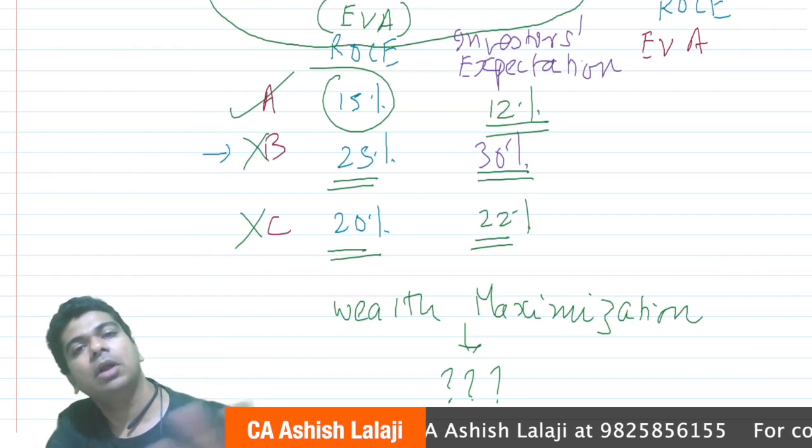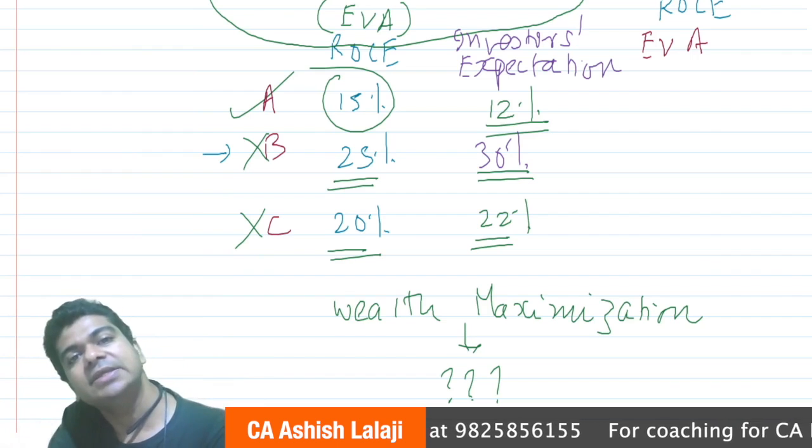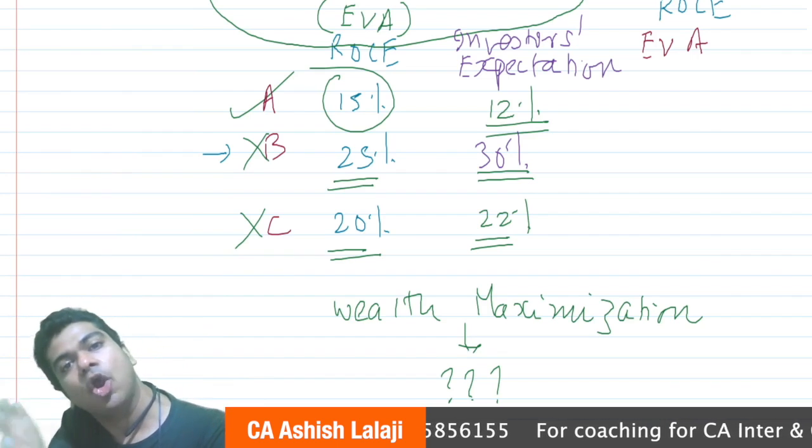So instead of all the other ratio analysis, instead of putting our own expectations, one of the easiest criteria now is based on the economic value added.